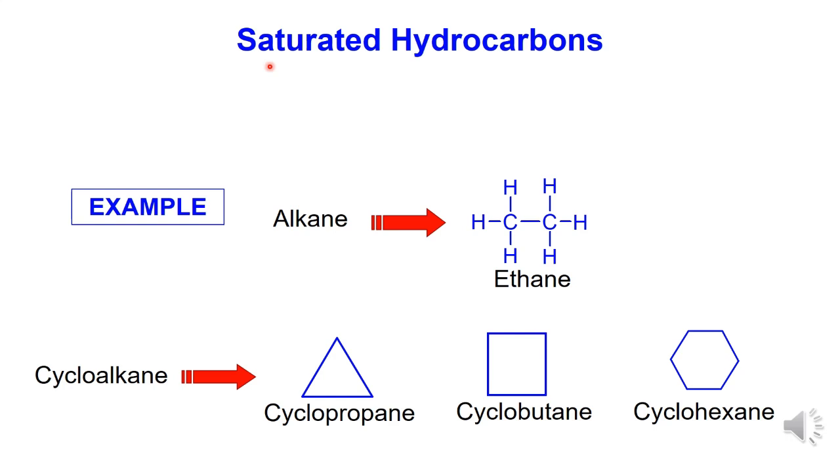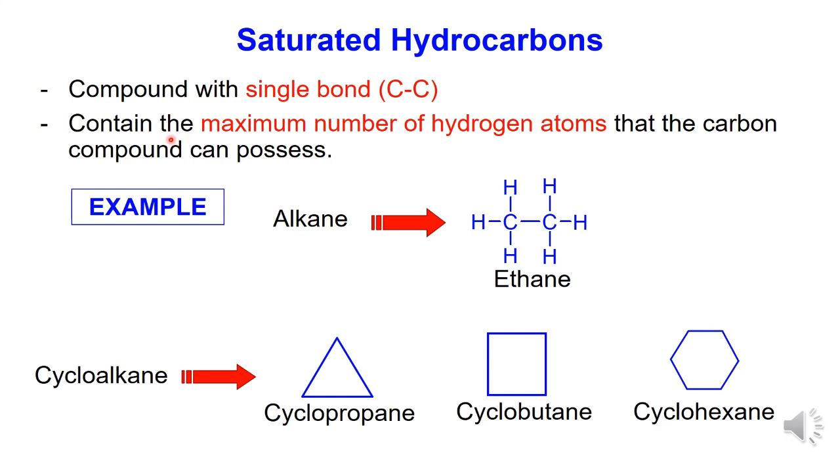Saturated hydrocarbon is a compound with carbon-carbon single bonds that contains the maximum number of hydrogen atoms that the carbon compound can possess. Example, alkane such as ethane. Cycloalkane such as cyclopropane, cyclobutane, and cyclohexane.